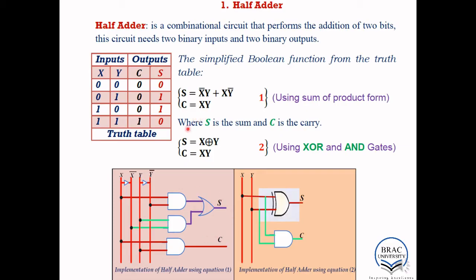And for carry, you take x and y, and this will give you your carry. So the sum comes from the OR gate, and the carry will be x y, so x and y through an AND gate. This will be the carry.